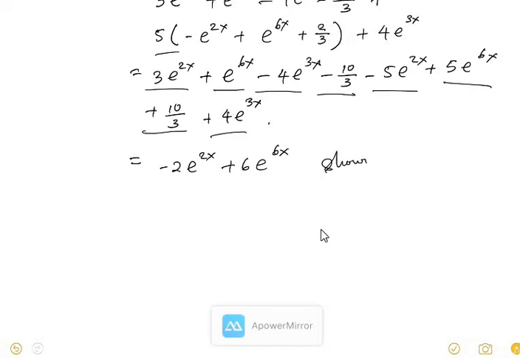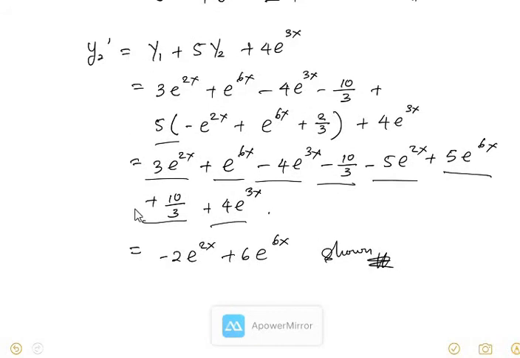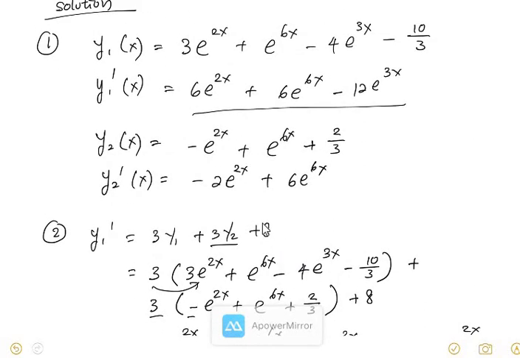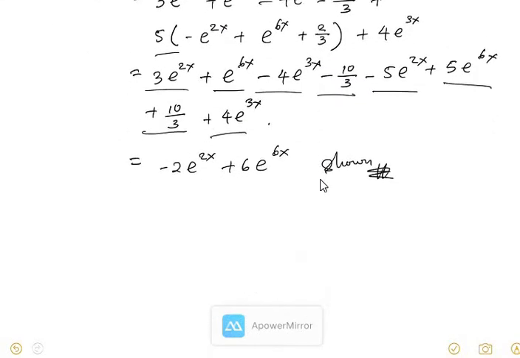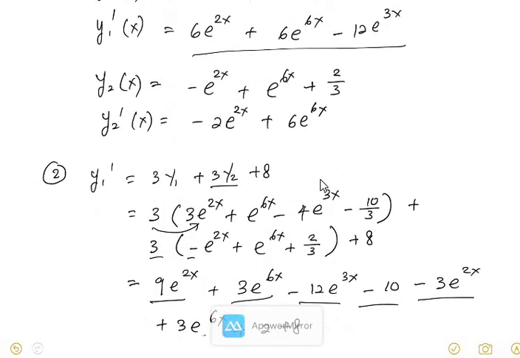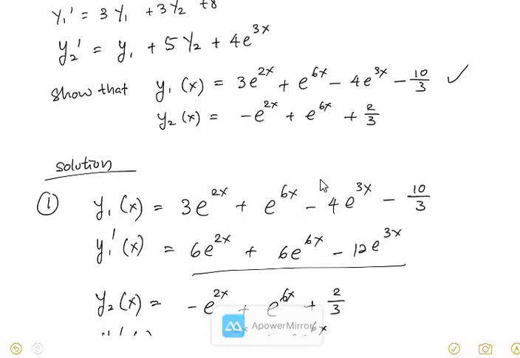So whether it is the same or not. Okay, you check y2 prime, you will get negative 2 exponent 2x plus 6 exponent 6x. So same as the given question or not? Yes, negative 2 exponent 2x plus 6 exponent 6x. So it's the same. So when it's the same, it's shown, meaning that the y2 in the question is the solution for the y2 prime. Okay, do you understand now?